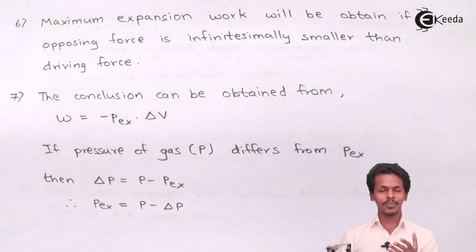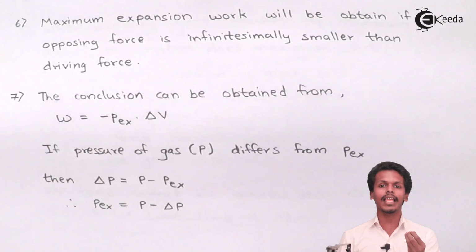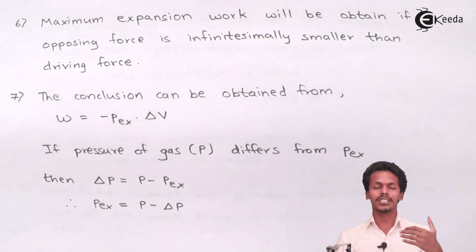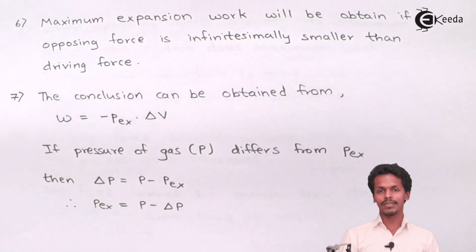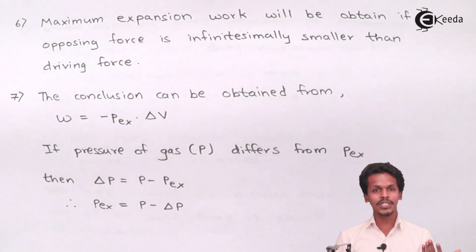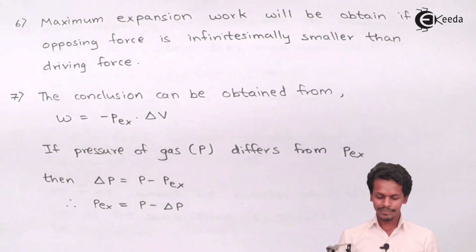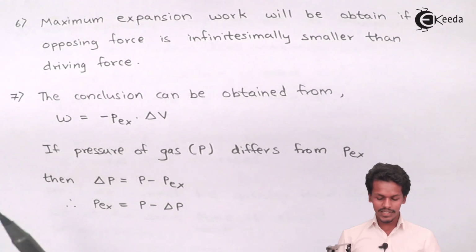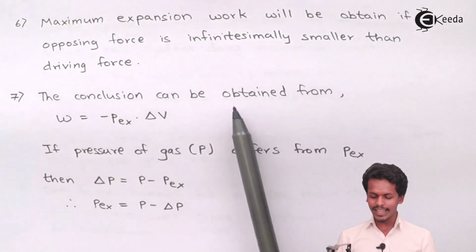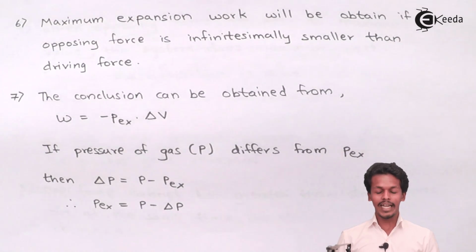So if you want maximum work during the expansion of the gas, the gas should have more force than the opposing force by just an infinitesimal value. Only then will maximum work be obtained in that process. That's what it explains: the opposing force should be infinitesimally smaller than the driving force. Now let's move to the next one, which says that this conclusion can be obtained from W equals minus Pex into delta V.